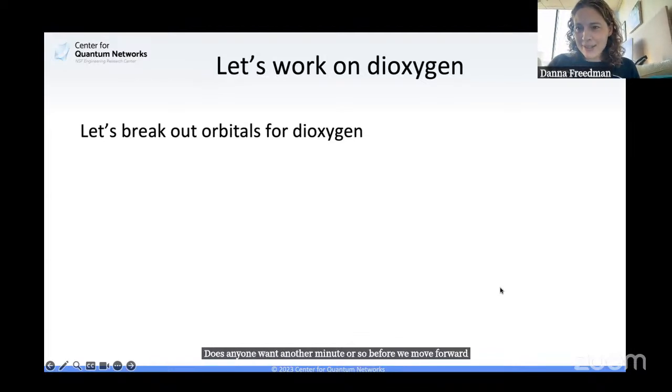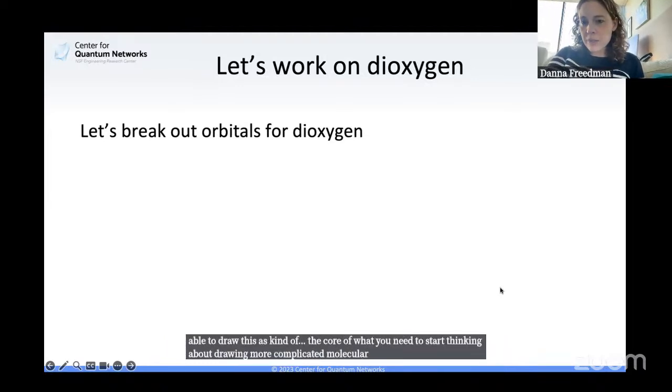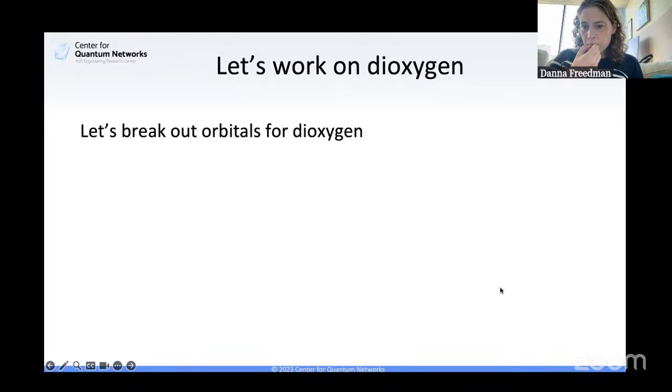Because being able to draw this is kind of the core of what you need to start thinking about drawing more complicated molecular orbital diagrams.